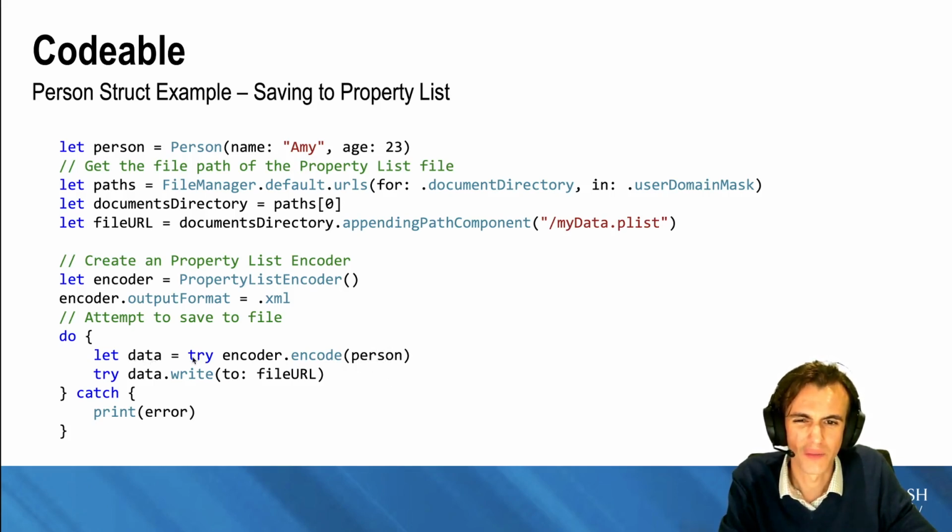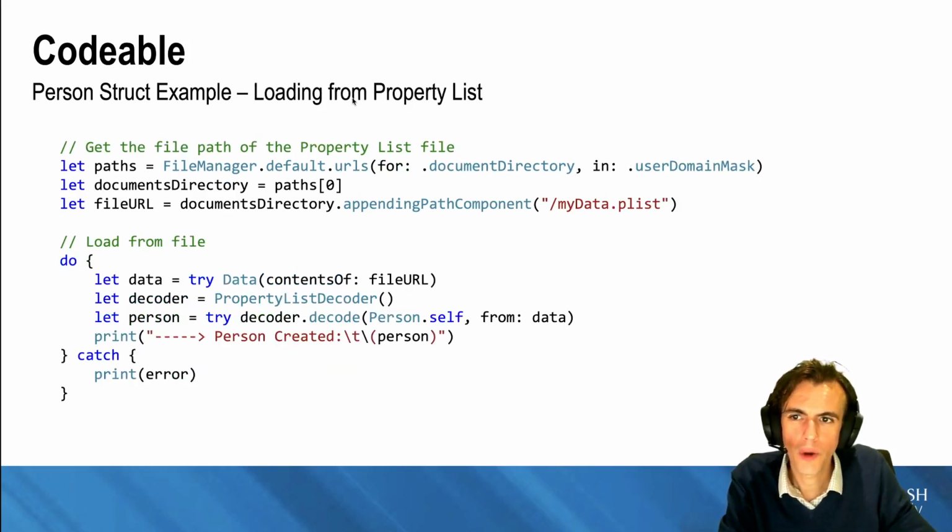Now this can fail because it might not be possible to encode this to XML, in which case, it'll throw an error. So again, this is in a do catch block like we talked about before. Once we have the data, data just has a method called write where you can give it a URL and it will write some arbitrary data to a URL. And data could be anything. Data could be image data, and you could save it to an image file in this way, or it could be XML data in this case that we're saving to an XML file.